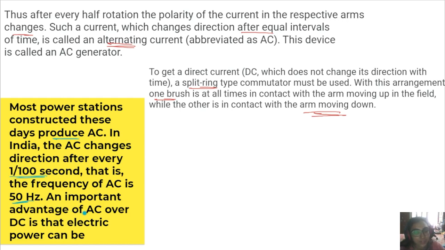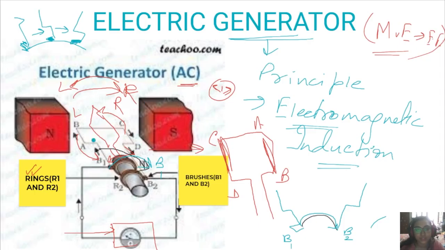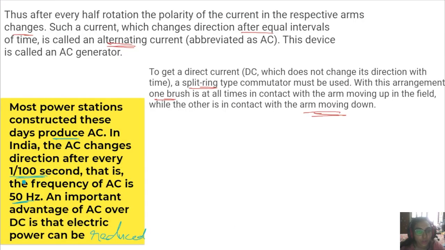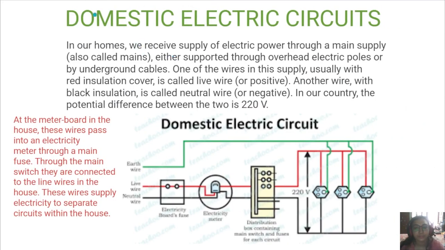An important advantage of AC over DC is that the power loss can be reduced. Actually, here it is not written. So a large amount of heat energy is basically not produced, is what they are saying. So you can understand that this rotation that is happening, it is happening at a time interval of 1/100th second. So how fast is it, and how fast the current is being generated?